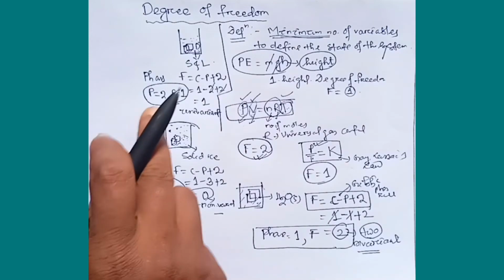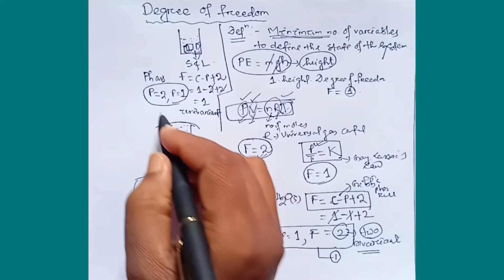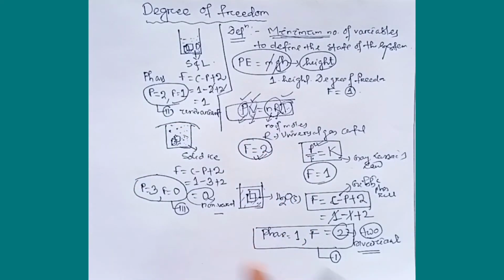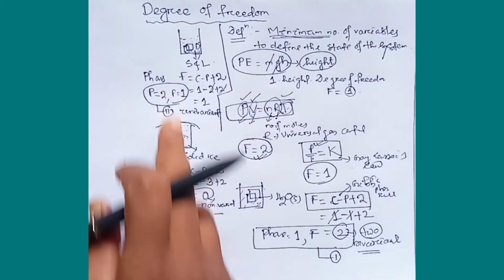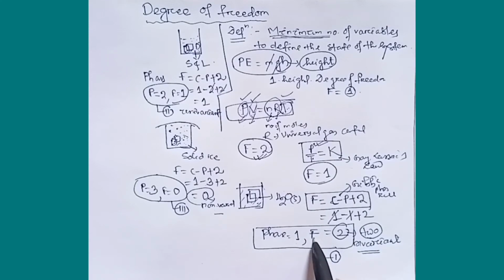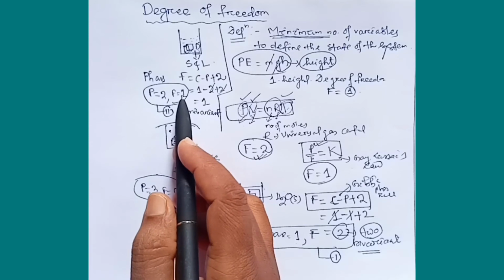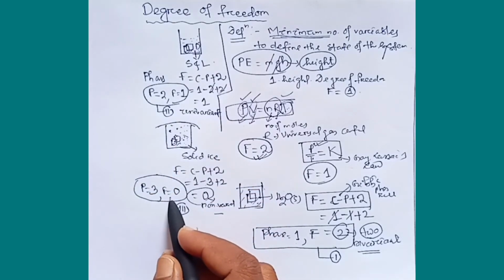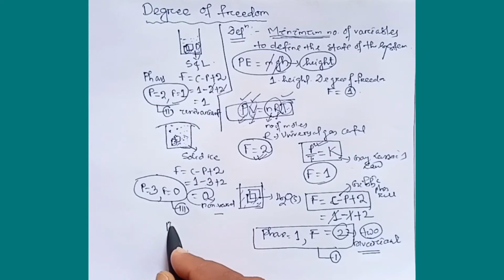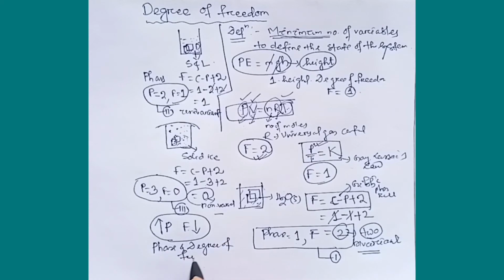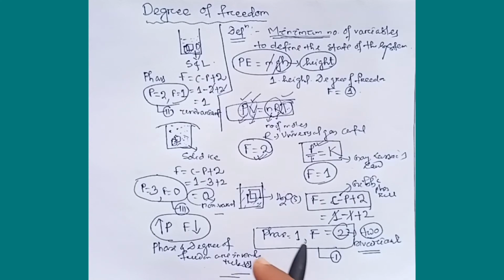We will correlate the three things: example 1, 2, 3. If we correlate table 1, 2, 3, what do you observe? When phase is 1, degree of freedom is 2. When phase becomes 2, degree of freedom becomes 1. When phase becomes 3, degree of freedom becomes 0. That means with the increase of phase, the degree of freedom becomes minimum. I can say phase and degree of freedom are inversely related. This is the gist: phase and degree of freedom are inversely related.